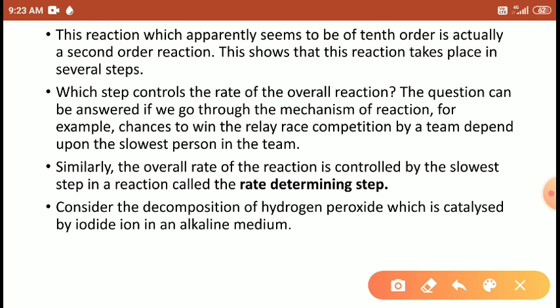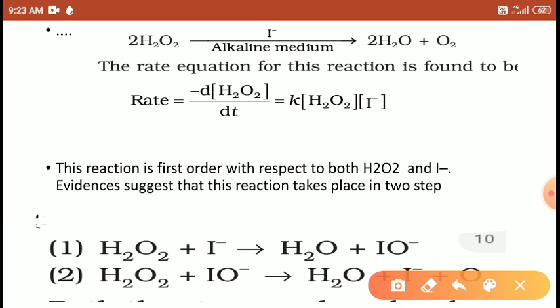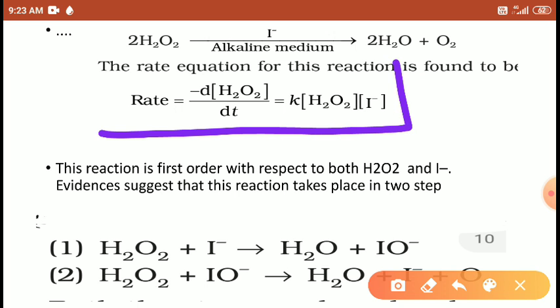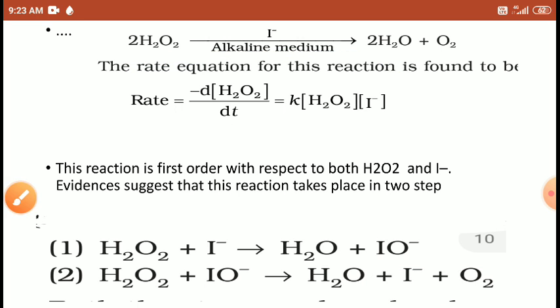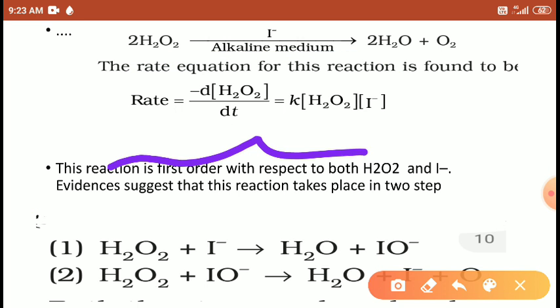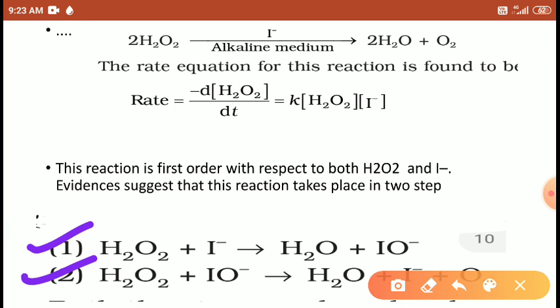Consider the decomposition of hydrogen peroxide catalyzed by iodide in an alkaline medium. Look here, students. The hydrogen peroxide is here. I am using iodide as a catalyst. So in this reaction, the rate is written in this form. So this reaction is first order in both hydrogen peroxide and the iodide ion. The reaction takes place in two steps. Look here, students. These are the two steps.